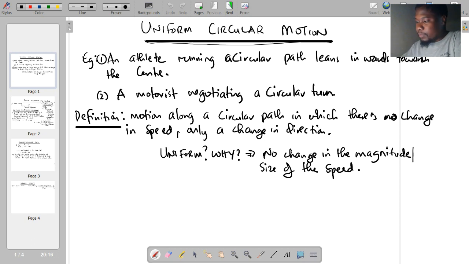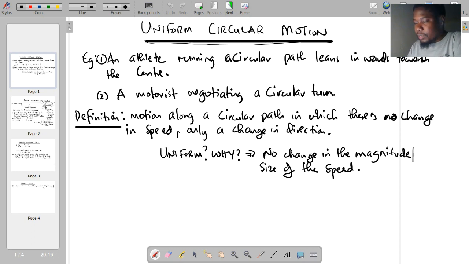So today we'll begin looking at uniform circular motion. We'll introduce the topic, and I think there will be a few parts to it. We'll have part 1 and maybe part 2, and if we don't manage to cover everything in 2 parts, then we'll have a part 3 as well. But otherwise, let's get into it.